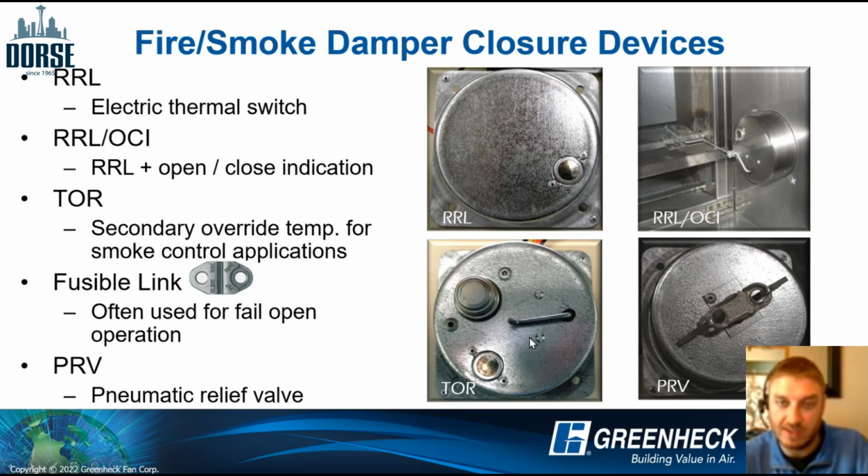TOR is a closure device on the bottom left there. That's essentially a temperature override device. So you'd probably see these most often in a smoke control application. It's got a low limit thermostat, which might sense an increase in heat and close the damper, but now you have the ability to override the low limit thermostat, bring the high limit thermostat into play, and reopen the damper until that temperature is reached. Then you're probably more worried about containment than active smoke exhaust, and you just want to close the damper and prevent the spread of flames. So that's the TOR device, temperature override.